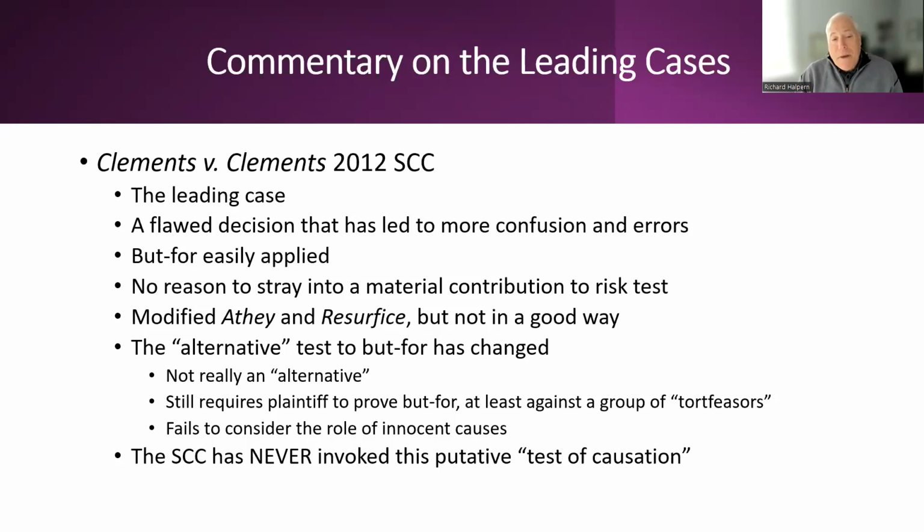The other point to make about the test in Clements is that if the plaintiff has to prove but-for as against a group of wrongdoers, people named as defendants in the action, why do we need an alternative test at all? But-for has already been proven as against the group. A more elegant solution to the problem described in Clements would have been a secondary shifting of the burden of proof and say to the defendants, well, we've now proven that you as a group have caused the harm to the plaintiff. Fight amongst yourselves in terms of liability. The plaintiff has done all the plaintiff can do.